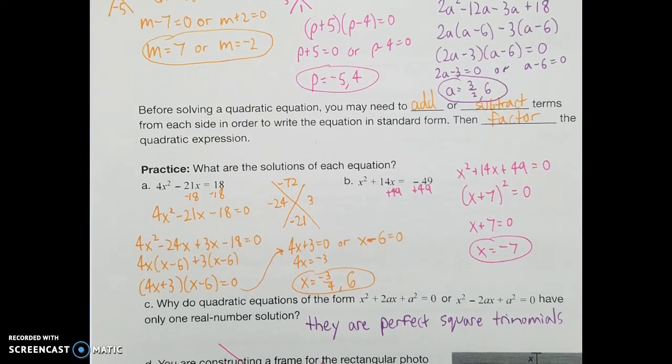And this is also kind of answering our next question for us. Why do quadratic equations of the form x squared plus 2ax plus a squared equals 0, or x squared minus 2ax plus a squared equals 0, have only one real number solution? That's just like what we saw up above in part B. If I have a perfect square, and again that middle term is both of them times 2, that means that if it's a perfect square trinomial, it's only going to have one possible factorization. I don't have x plus 7 times x minus 3 or something, for example. I just have a single factorization, so I'm just going to have a single solution.